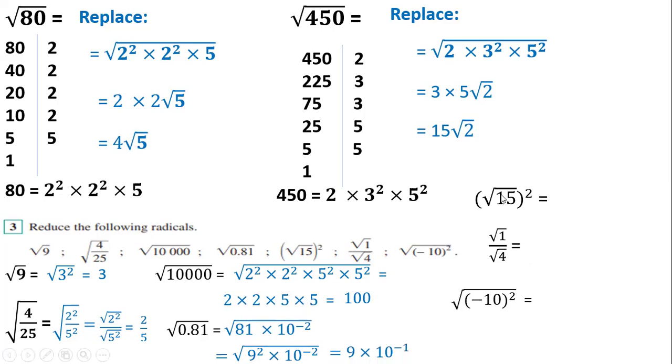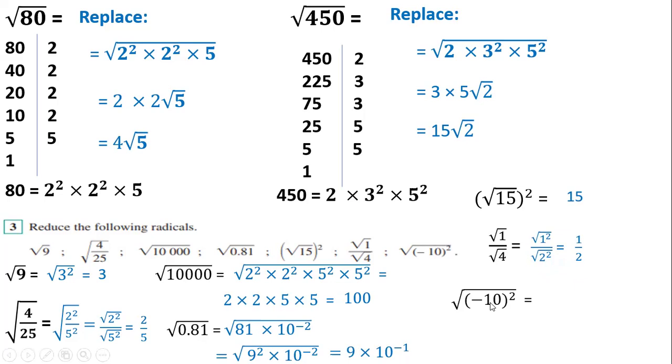Now, radical 15 squared, the square cancels the radical, it's 15. Radical 1 over radical 4. Of course, radical 1 is written radical 1 squared, since the perfect square of 1 is 1 squared, and radical 4 is written as radical 2 squared. Radical 1 squared comes out as 1, and radical 2 squared comes out as 2.